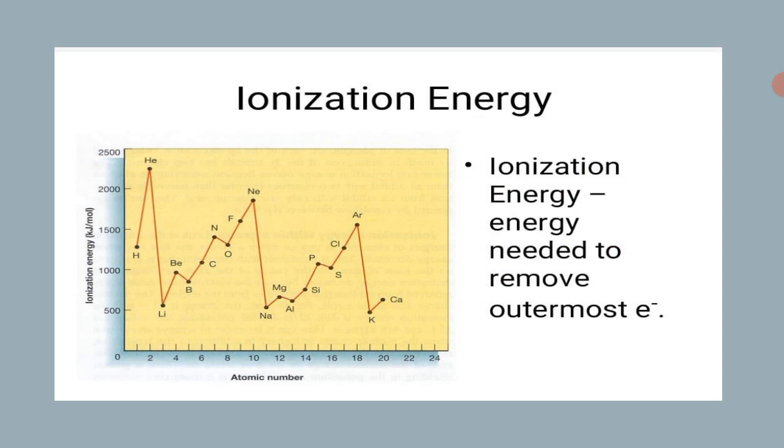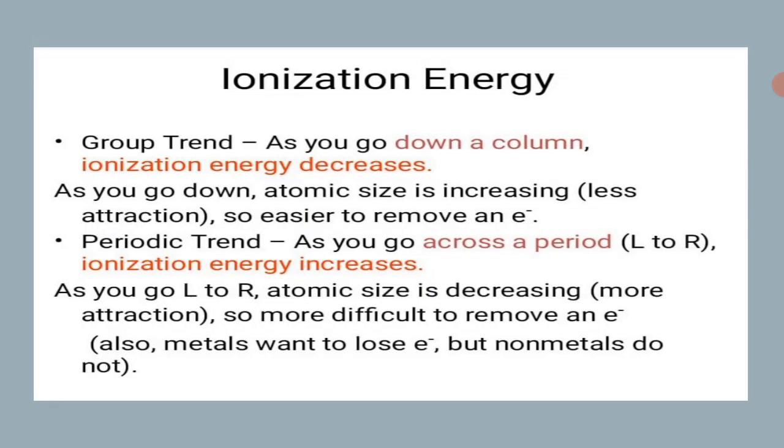Then we come to ionization energy. Ionization energy means the energy needed to remove an outermost electron from the atom. Along the group, as we go down a column, ionization energy decreases. As we go down, atomic size increases, so it is easier to remove an electron because there is less attraction.